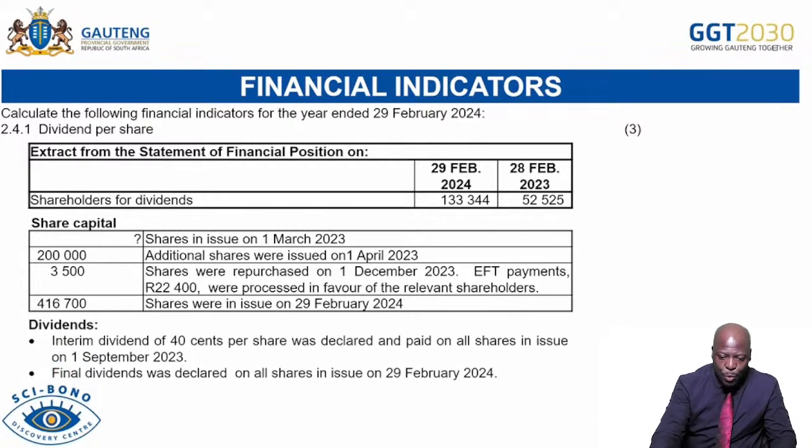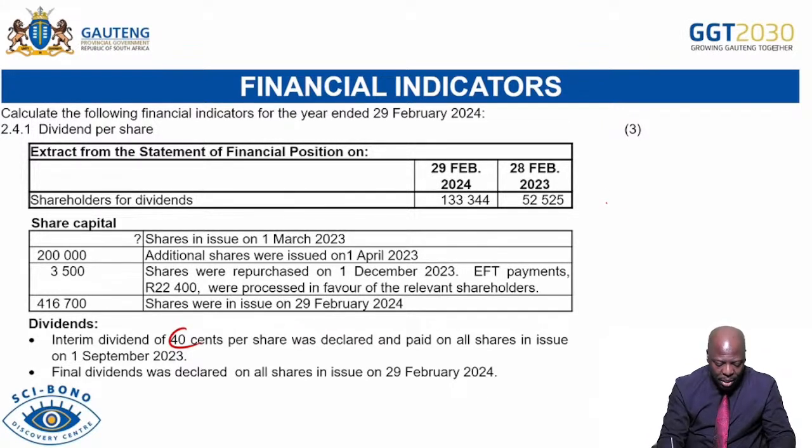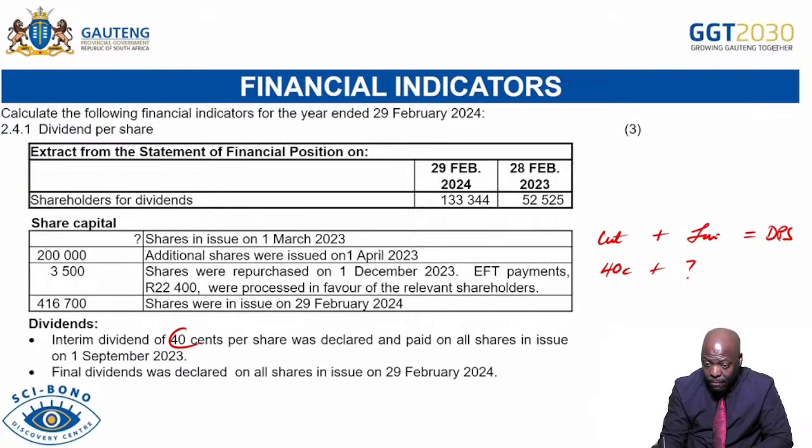But if you come here, you will see that we're given the interim dividend of 40 cents. So for you to get your dividend per share, you would do it best by saying my interim dividend per share, which is 40 cents. Then you come and add your final dividend per share. That is what we don't know now, so that you end up with your DPS. Okay, so we already have the interim dividend per share.